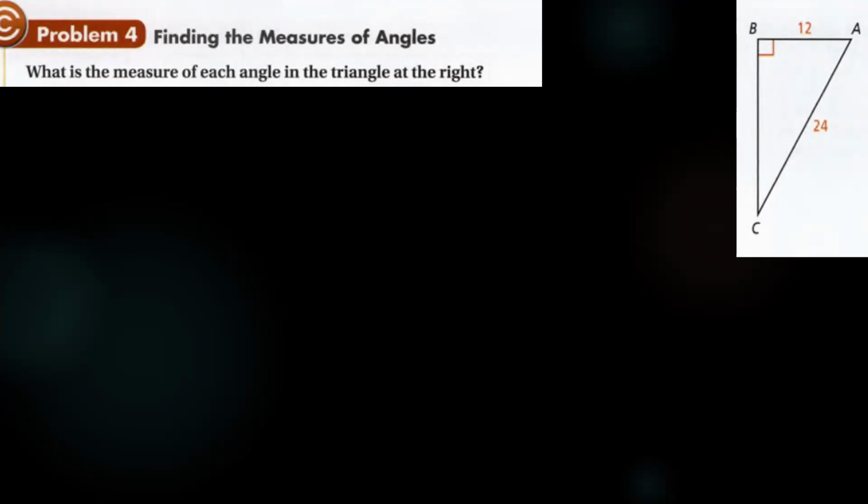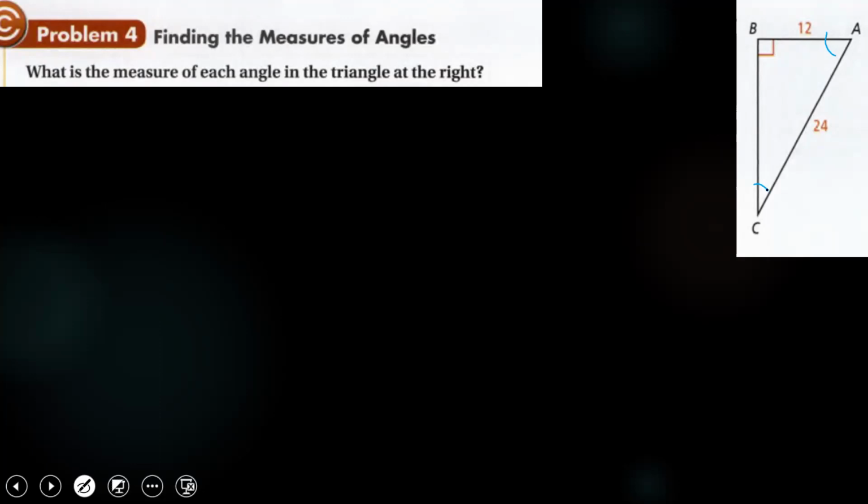But in this question, they didn't ask me to find BC. They asked me to find the angles. So the Pythagorean theorem cannot help me. To find the angles here, I have to use one of the trigonometric ratios. I have to find angles A, B, and C.